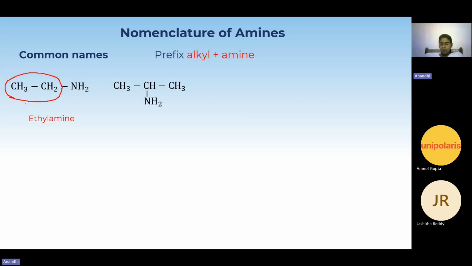And what is the name of this alkyl group? Can you guess? What is the alkyl? A 3-carbon containing alkyl group, but the NH2 group is attached here. No, this is not n-propyl. This is called isopropyl. Okay, this is called isopropyl. So what is the name of this compound? Isopropyl. Complete the name. Isopropyl amine.